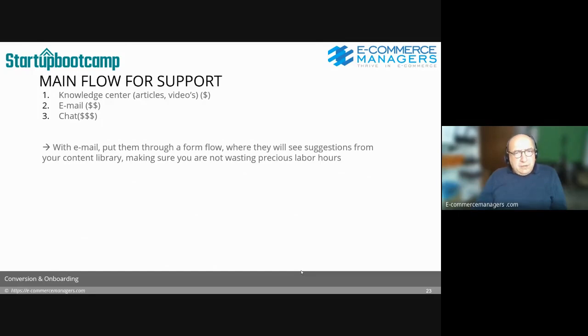The main flow you want for support is, of course, a knowledge center, then send them to email, and at the last moment, chat, and you could also call by phone afterwards. But the cost per contact increases quite a lot. I mean, chatting, I believe, a call center agent or a chat agent can have several chat sessions at one time. Larger companies have also a first line, a second line, and sometimes a third line of help, technical support, etc. But there are really people chatting. Of course, you have chatbots.